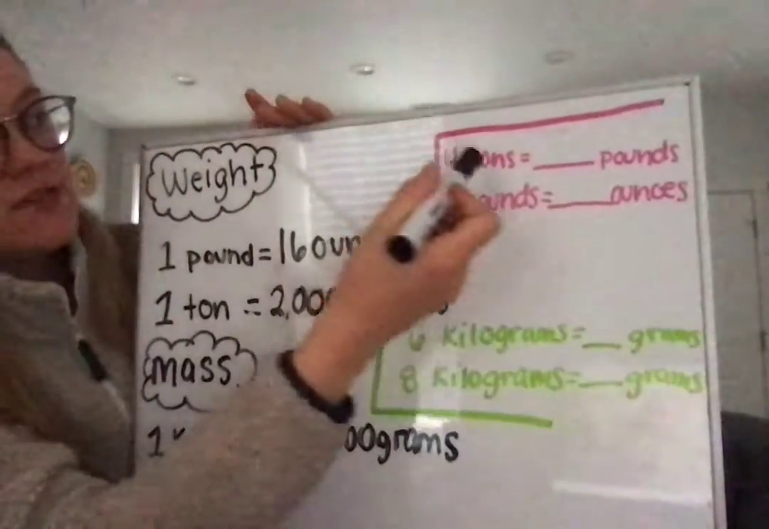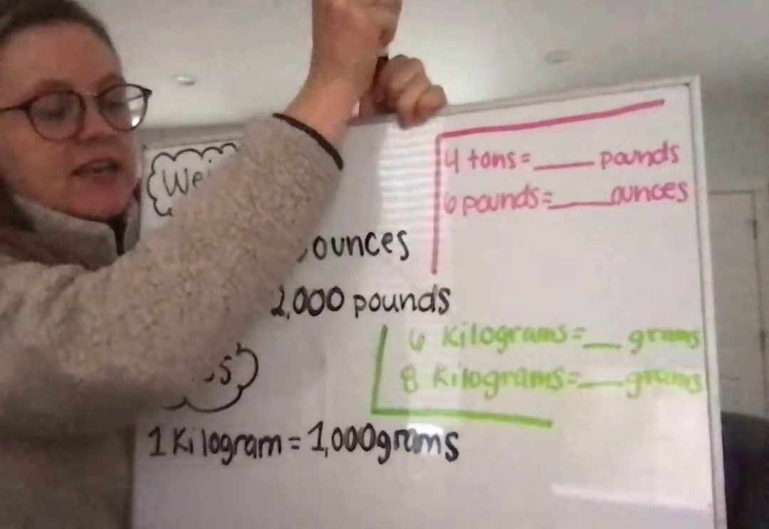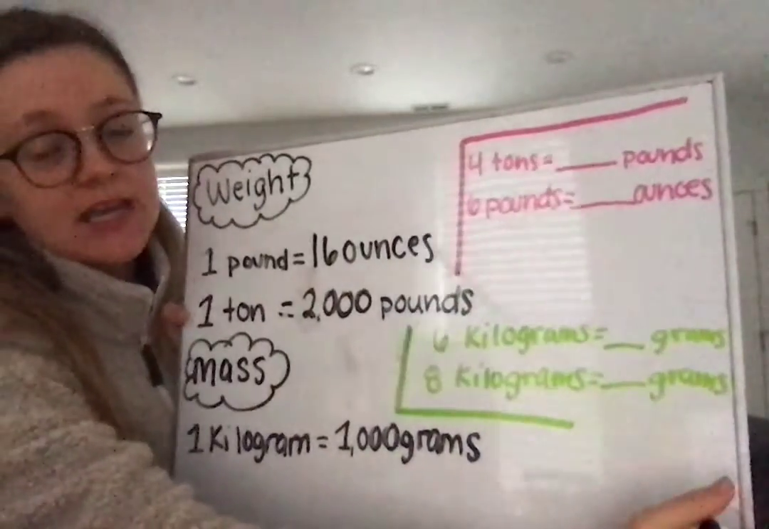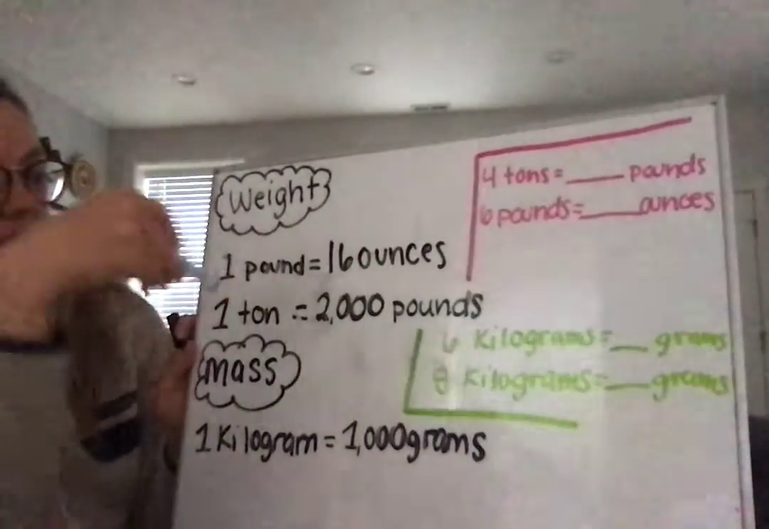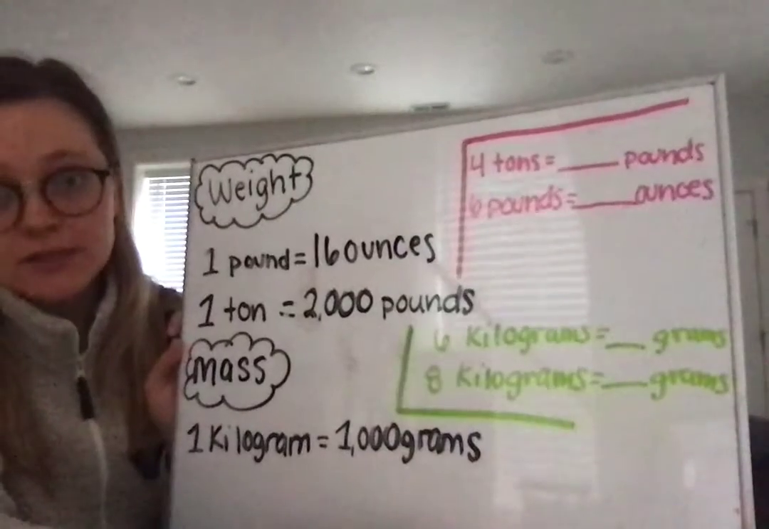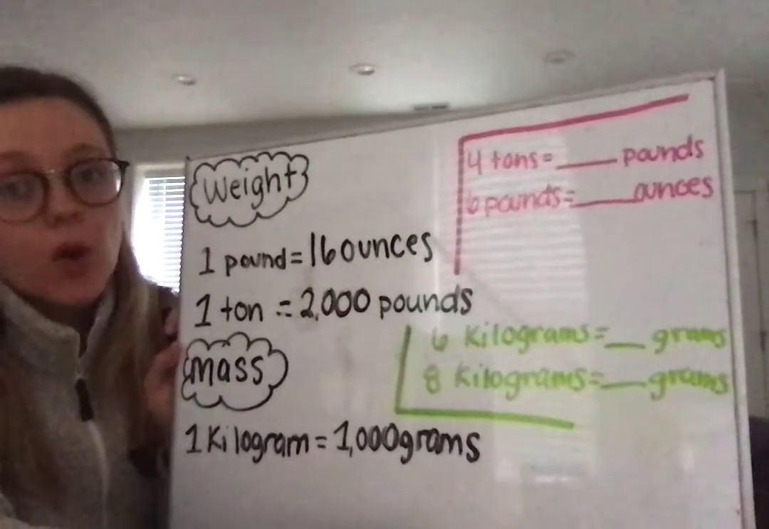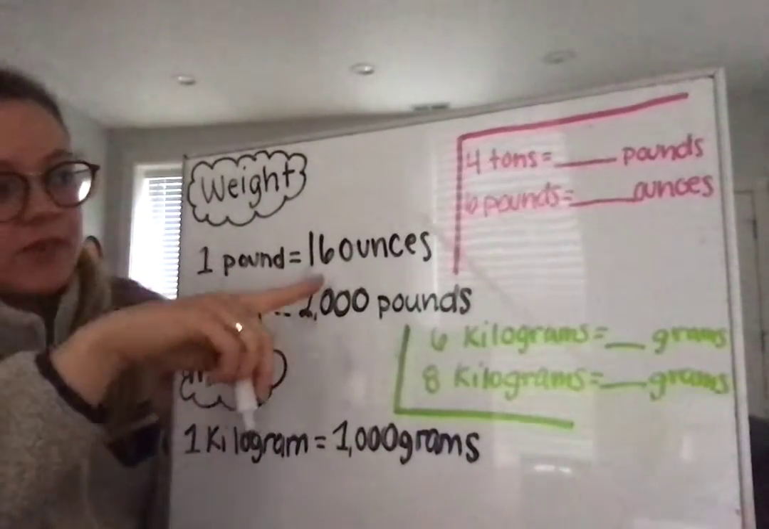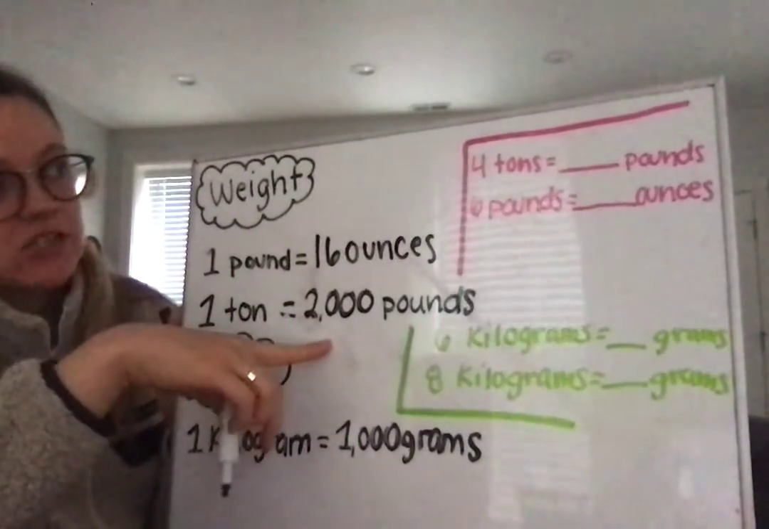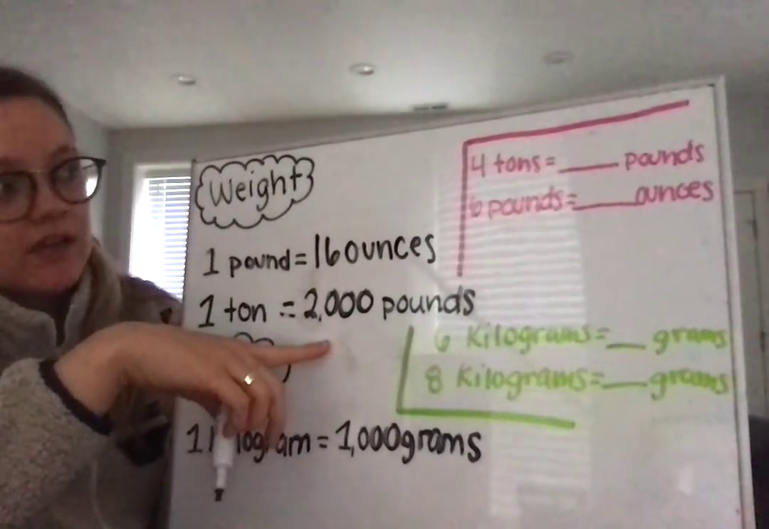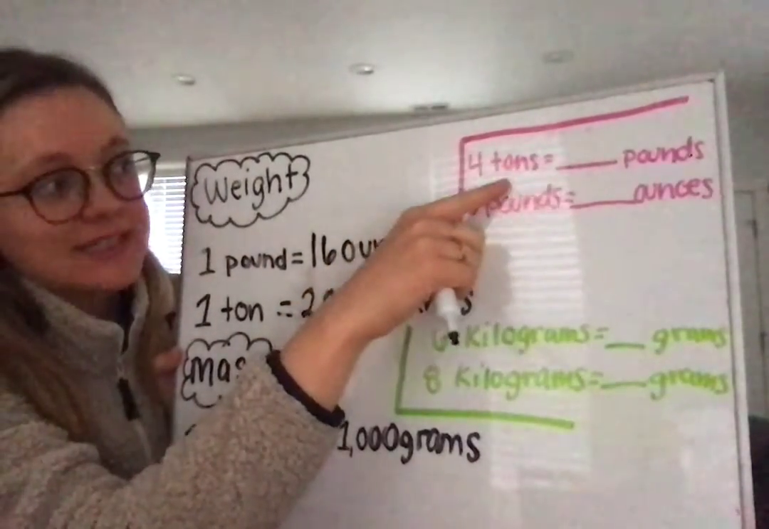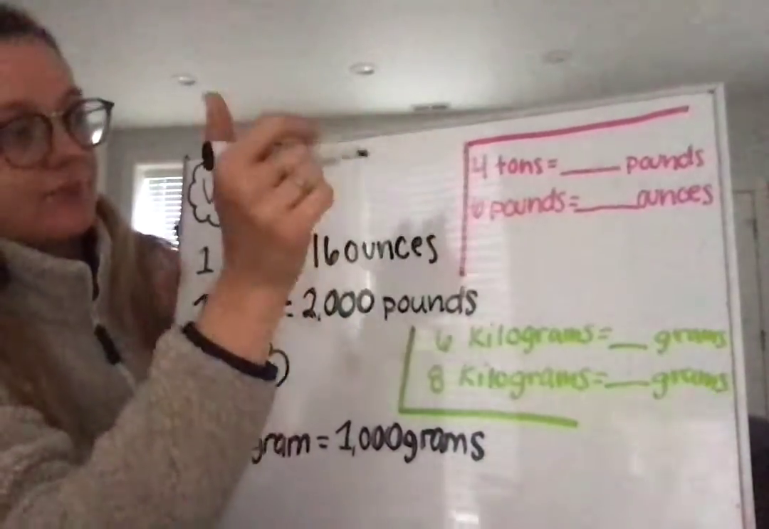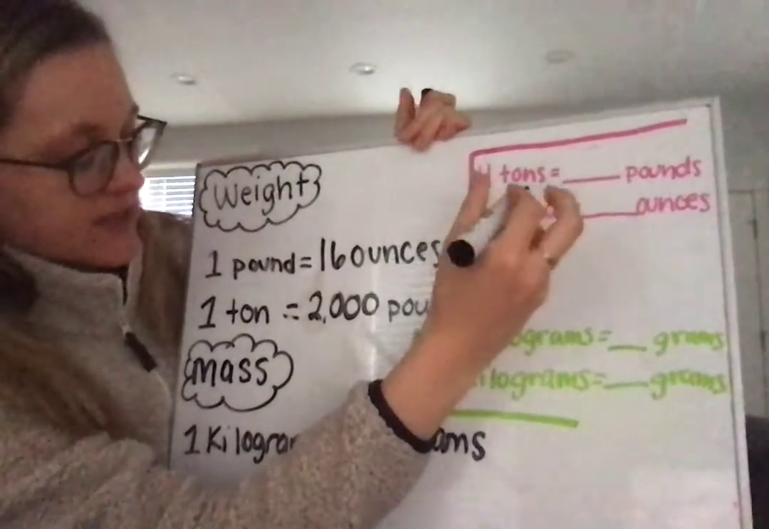So the first example says 4 tons is equal to how many pounds? And remember, we use multiplication to do these conversions. So if 1 ton is 2,000 pounds, how many pounds is 4 tons? So what I'm going to do is I have 1 ton being 2,000 pounds. So if I want to know 4 tons, I'm going to multiply 2,000 by 4. And we have our zeros trick, so that's going to be pretty easy for us.